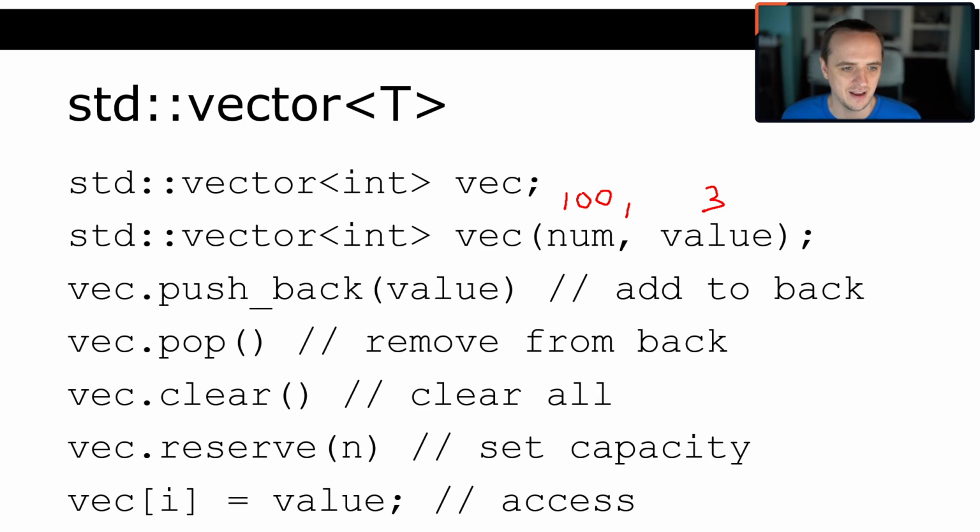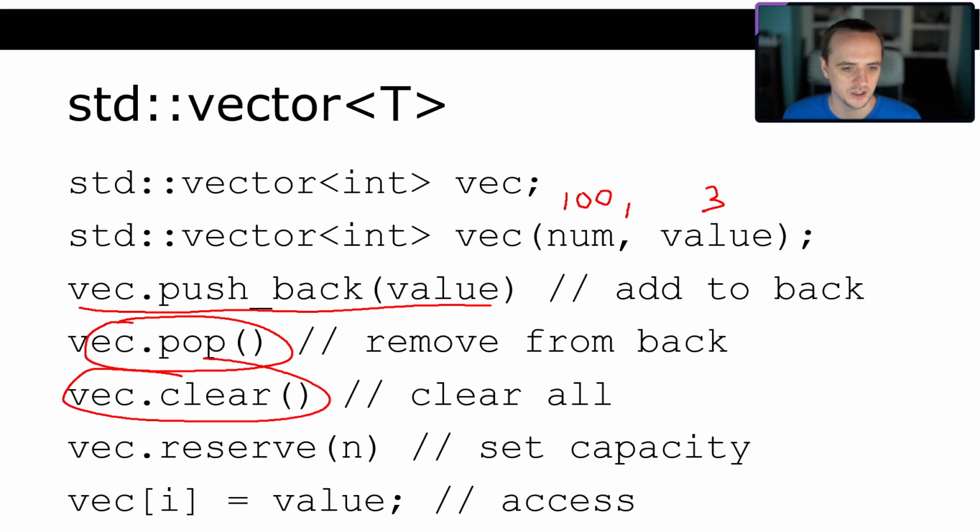If I want to add a single thing to a vector, I can say push_back. Okay, what is it in Java? .add. In C++, it's .push_back. If you want to remove from the back, it's pop_back. If you want to clear everything, it's clear. If you want to set the capacity of a vector so it doesn't resize, that's reserve.